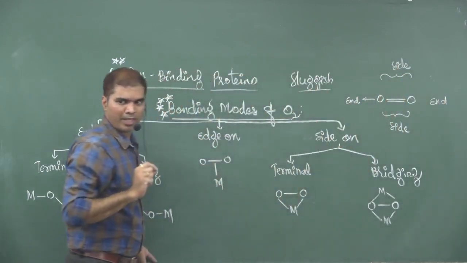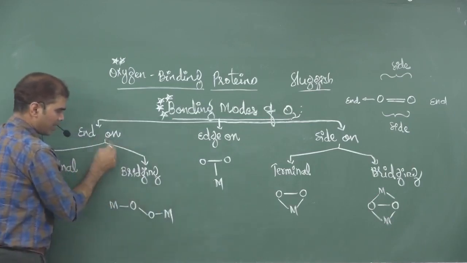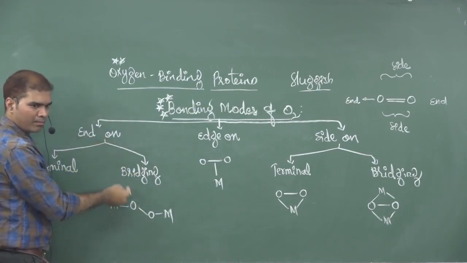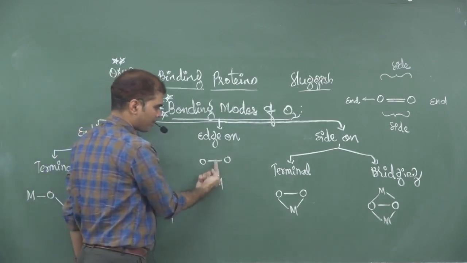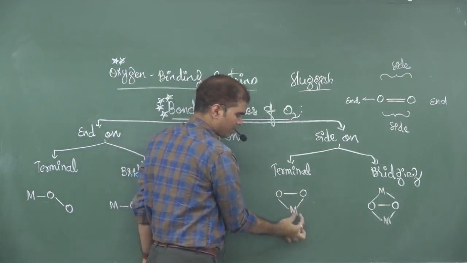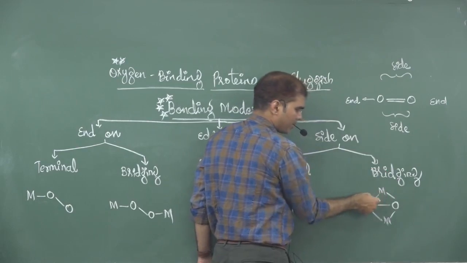Okay. So if a metal is coming and binding at this point, we call it end-on bonding mode. It is end-on because it is binding at the end. Again in that end-on, if only one metal is binding, we call it end-on terminal bonding mode. If there is another metal, you call it end-on because it is binding here, but it is bridging. End-on terminal, end-on bridging. This is edge-on, it is exactly the edge. This one is side-on. Side-on terminal, side-on bridging. Dioxygen is present between the two metals.